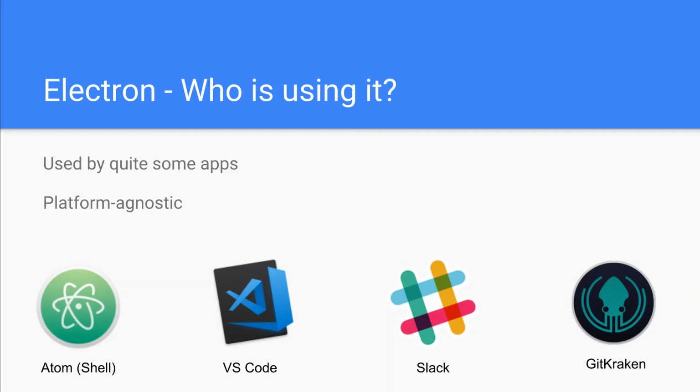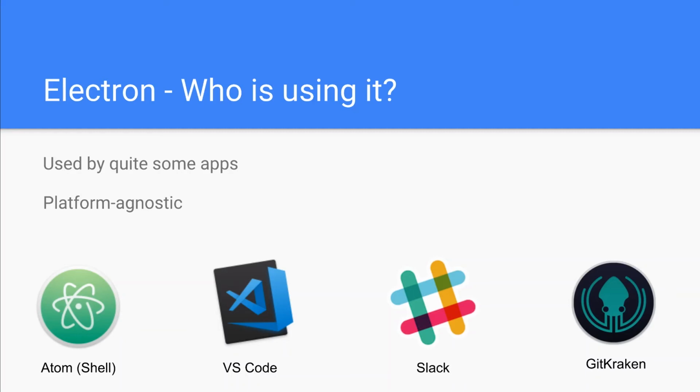So the first name was Atom Shell, because it's the shell of the Atom editor. And after a while, they said, let's find a real name around it, and that's where Electron came into the picture. VS Code, which is not that famous, but it seems that it's the trendy editor these days, is all built using Electron. Slack, if you ever use Slack on Mac or Windows, it's all built with Electron.